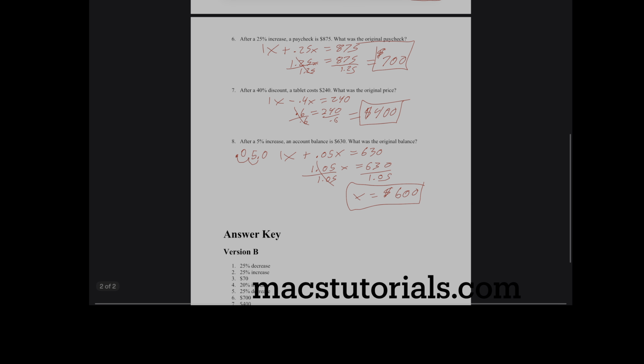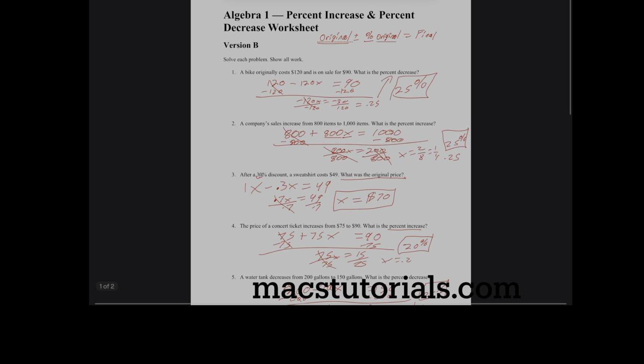All right, so here we go. Here's the answers. I hope that setup helped you. If not, you can always go on to version C, and hopefully some of those will help you out.